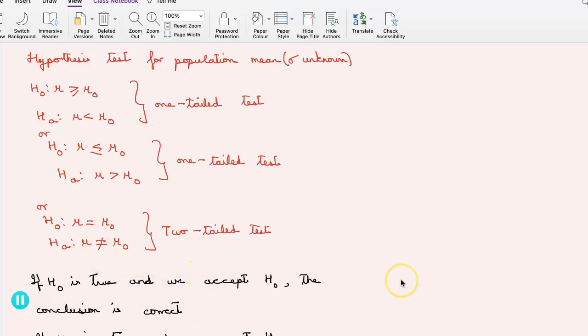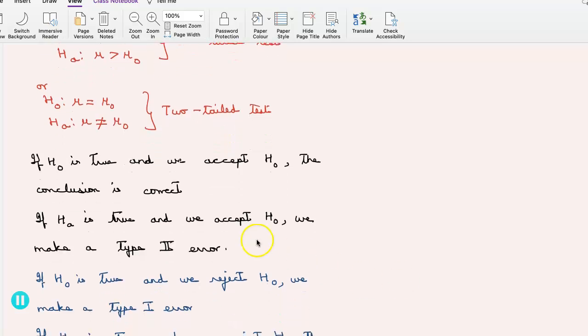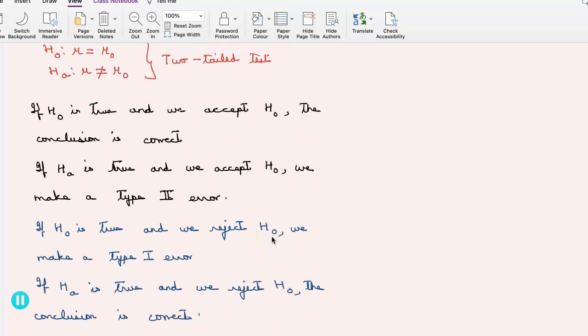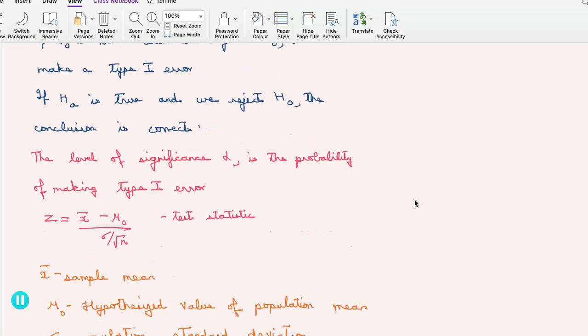If H0 is true and we accept H0, the conclusion is correct. If HA is true and we accept H0, then we have made a type 2 error. So type 2 error is when we accept H0 when HA is true. If H0 is true and we reject H0, we make a type 1 error. If HA is true and we reject H0, the conclusion is correct. So type 1 error is when we reject H0 when it is true. Now, the level of significance alpha is the probability of making a type 1 error.